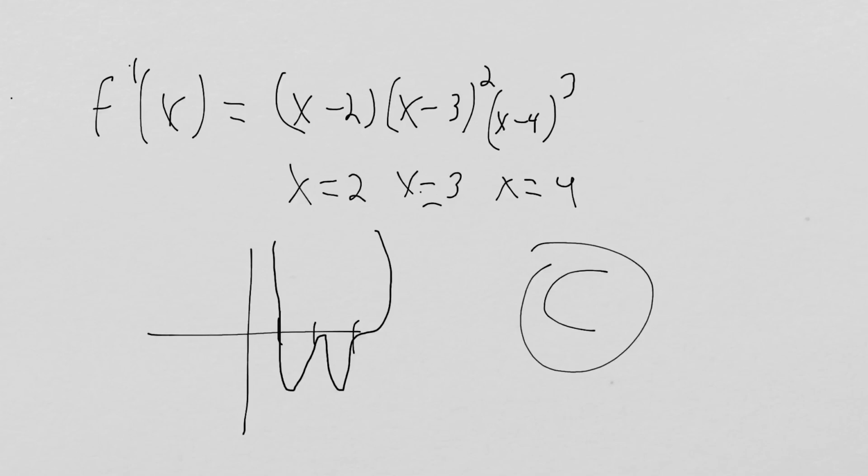Sorry, I misread the question. It says, is there a relative max at x equals 2? Yes, there is. Is there a relative min at x equals 3? No, there's not. Is there a relative max at x equals 4? No, there's not. X equals 4 we said was a min, so the only one that's true is actually A. Okay, so not C.